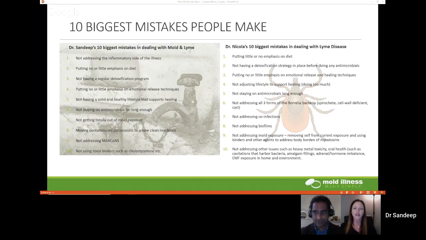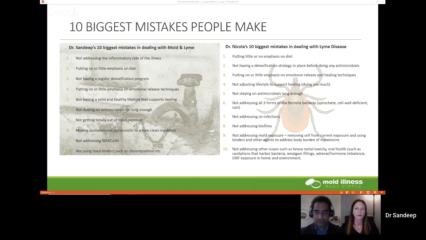Not having detox strategies in place before doing antimicrobials, I feel like that's a big mistake. I always do that with my patients. Start detoxing first, even if it's only a week before. Just make sure those things are in place. And I think there are some supplements and herbs that can really help. I'm a massive fan of glutathione, and we'll talk about these a little later in the webinar. But just making sure those bases are covered is big.